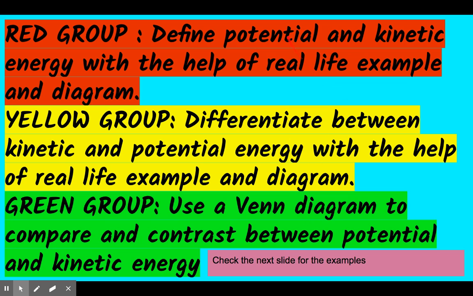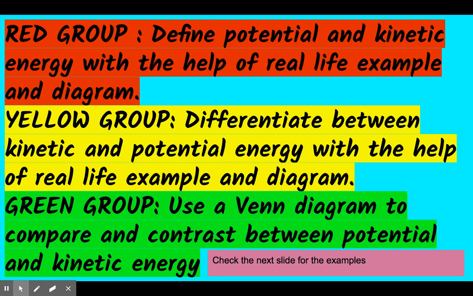Okay, so the very first group, if you're opting for this group, you have to define potential and kinetic energy with the help of real example and diagram. So in simple words, you have to explain what is potential energy. Potential energy is the stored energy, the energy that is already present in the object, and it is there when the object is not moving, whereas the kinetic energy is the energy of motion. Kinetic energy is the energy when the object is in movement.